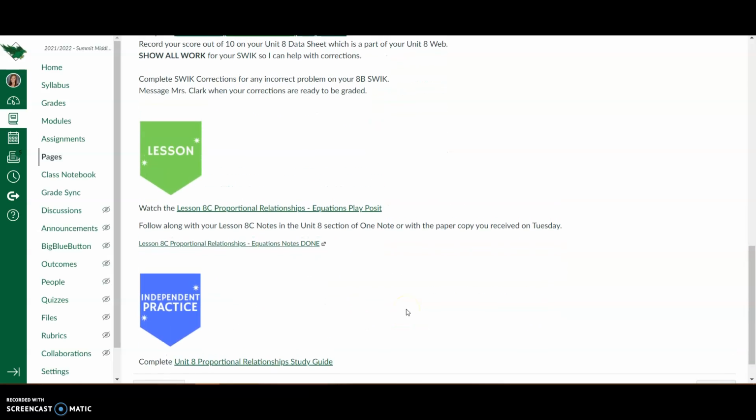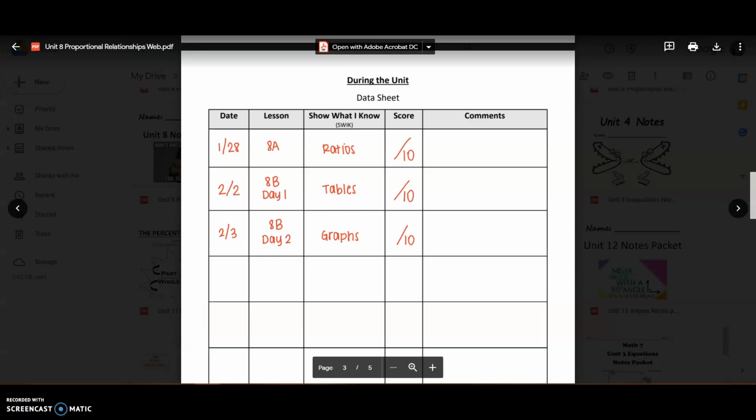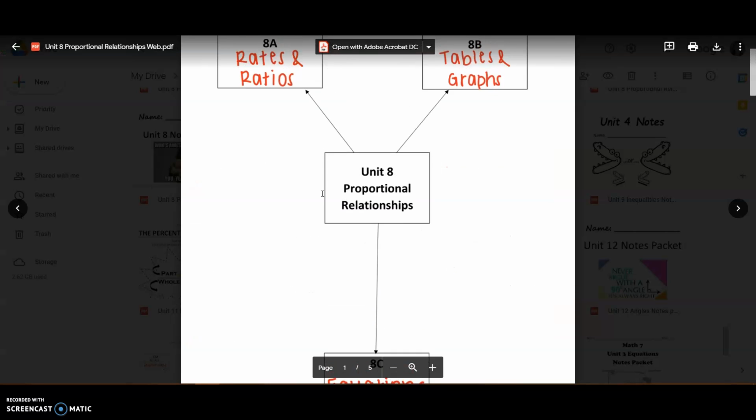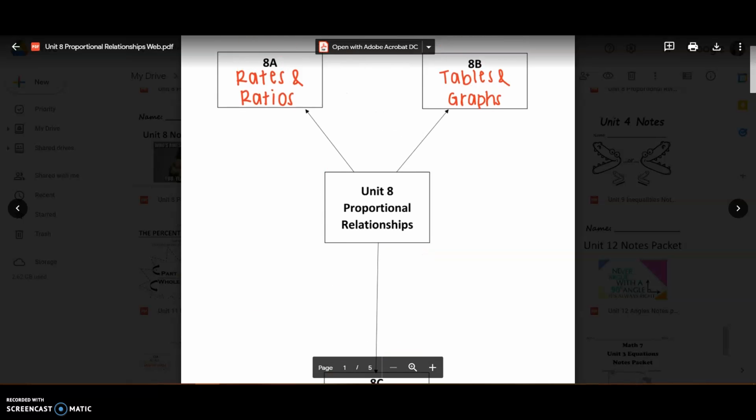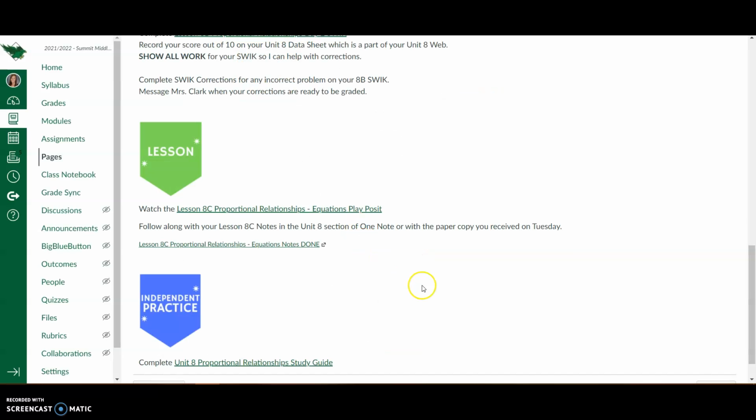And then lastly, this is our last thing. Remember, in our web, we only had 3 sections, A, B, and C for Unit 8. So this is our last lesson we're learning in Unit 8. So then you have your study guide to do. And then we'll go over our study guide next time I see you. We'll have a review day, and then the following class period, we will do our test.